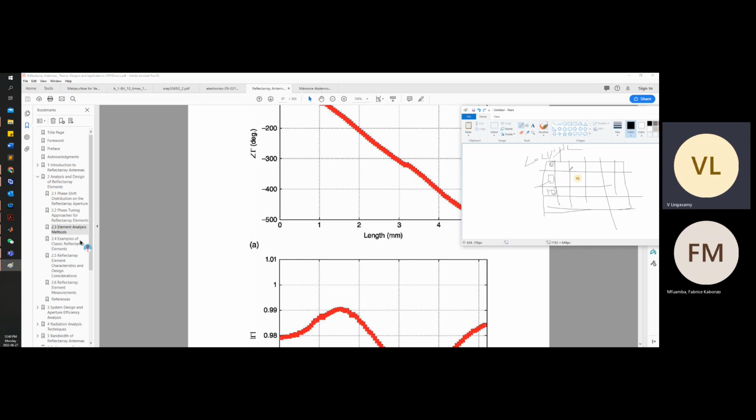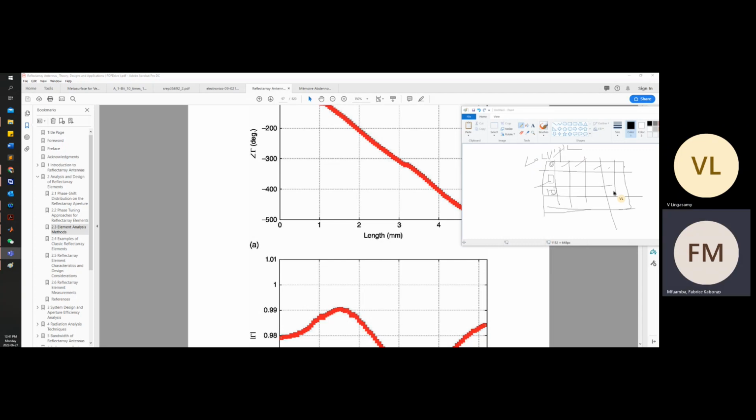First step is, I have to find out at each point what phase is to be compensated. Next, element design, then I will get the length versus phase. So now what we have to map? Location versus phase here, length versus phase here. In both cases, phase is common. Therefore, you have to map with the element size at the respective location. That's it.